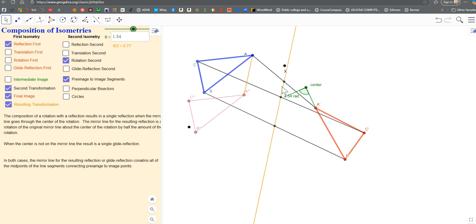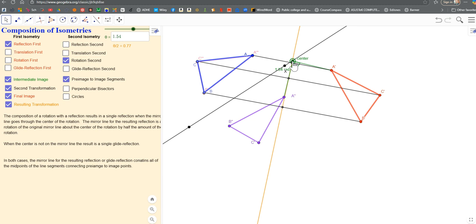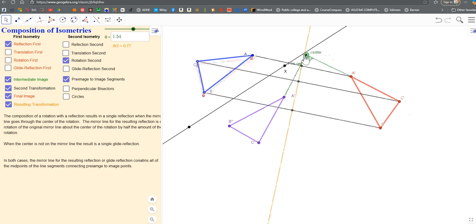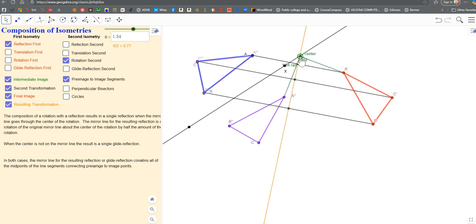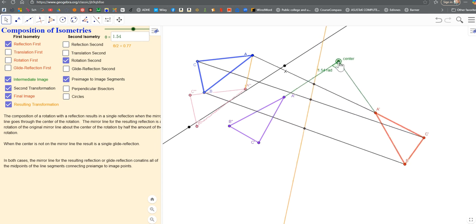Okay, so let's see what happens. If the center is actually on the original mirror line, then it degenerates to just a reflection. See that? These lines are parallel as well as their centers lining up. But if it's off of that, then we actually get a glide reflection.